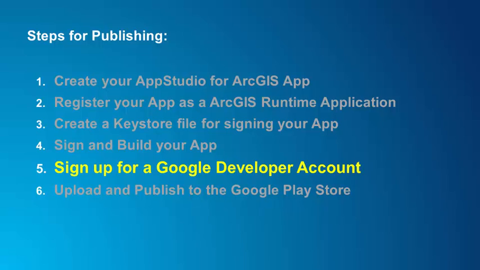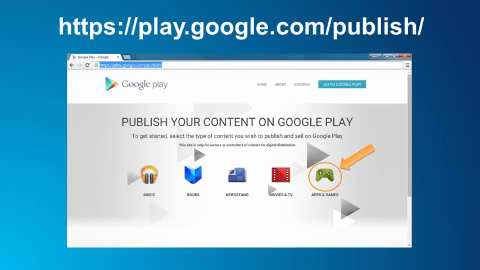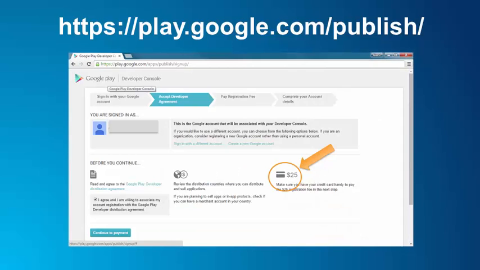Okay, the next step is to sign up for a Google developer account. To do this, go to play.google.com/publish and click on the Apps button. Then follow the process, signing in with your Google account and registering as a Google developer. Note, you will have to pay a $25 fee to become a registered Google app developer.